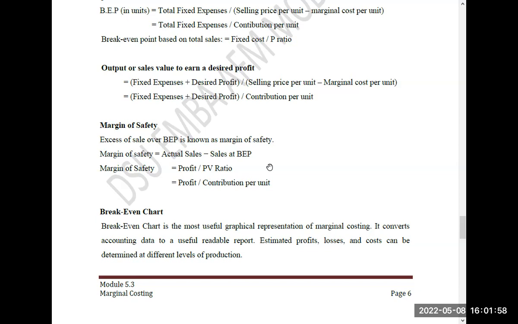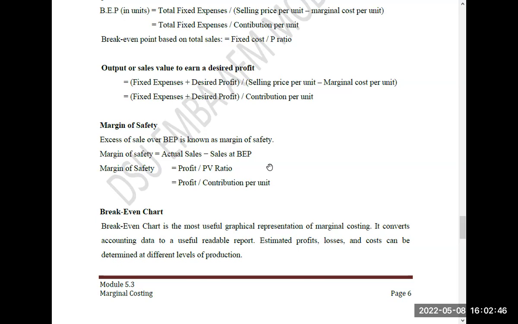Selling price. So selling price is equal to contribution plus variable cost. Write it. Substitute the values. Contribution is 5.25. Sorry, variable cost is 15 rupees. Then selling price will be equal to 20 rupees 25 paise per unit.